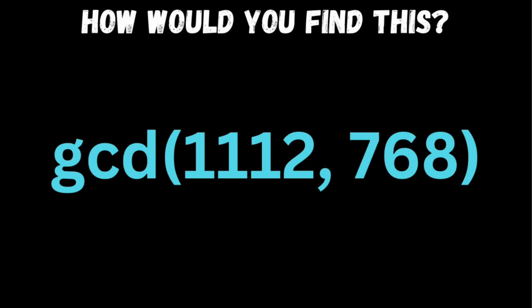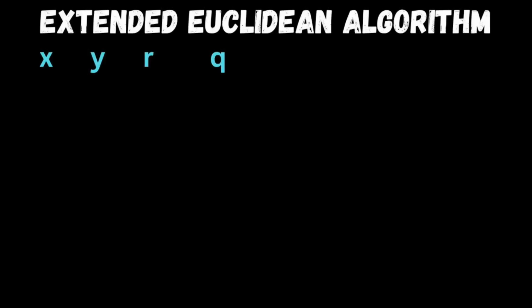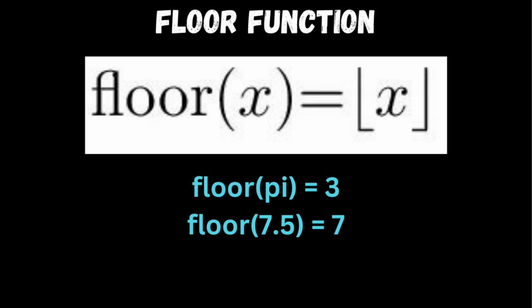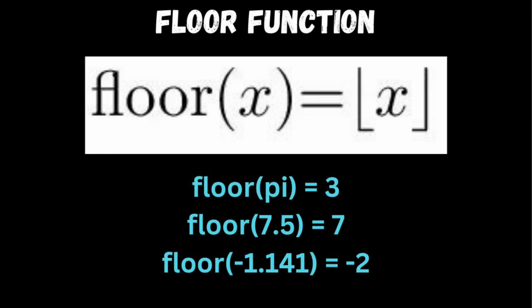They're already a bit smaller than the previous example, but it'll still be hard to figure out the GCD just by inspection. So what we do is, we write out the headers for each column: x, y, r, and q. X is the first number, y is the second, r is the remainder, and q is the quotient. Before we begin, I want to introduce the idea of the floor function. The floor of a number is the integer just below that number. For example, the floor of pi is 3, the floor of 7.5 is 7, and the floor of negative 1.141 is negative 2. Basically, for positive numbers, it's just getting rid of decimals.